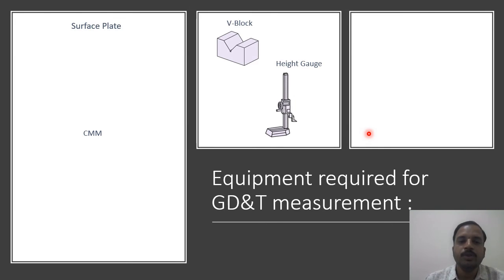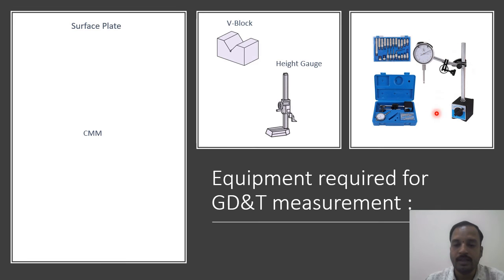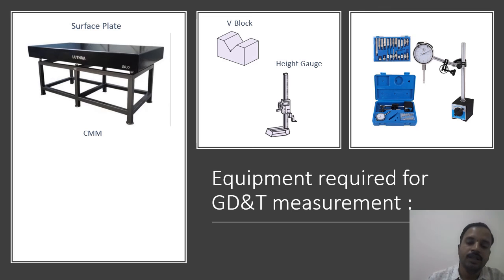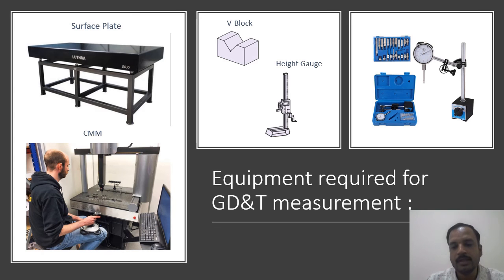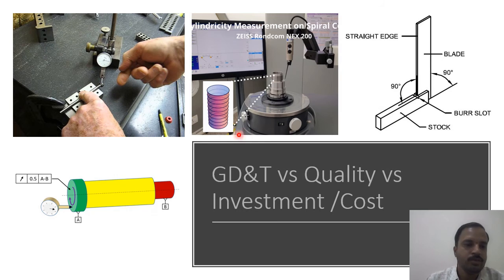Now what equipment do we generally use for measuring GD&T? GD&T is measured using simple tools like the V block or the height gauge. We also need a dial gauge, as I showed you in the last slide. Then we need a surface plate to have an even surface, and in particular cases we also need a CMM, which is the most sophisticated equipment for GD&T measurement. CMM is nothing but the coordinate measuring machine. Just see the examples of how they are being measured.